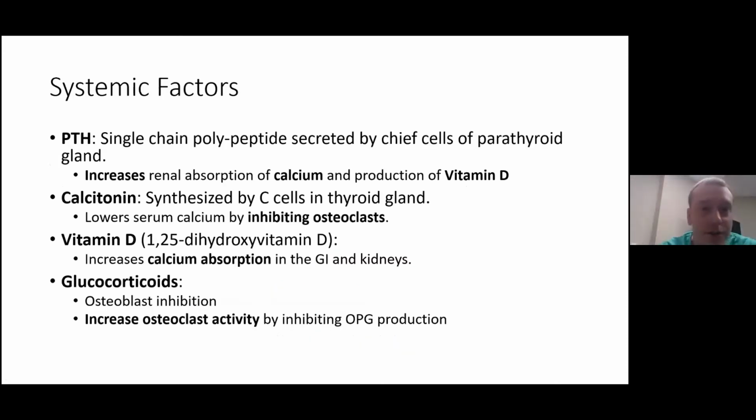There are some systemic factors that we know come into play in bone metabolism. For example, PTH, which is secreted by the parathyroid gland, increases absorption of calcium and production of vitamin D. Calcitonin, which is secreted by the thyroid gland, lowers the serum calcium by inhibiting osteoclasts. And vitamin D, in its active form, increases calcium absorption in the GI tract and kidneys. And interestingly, glucocorticoids have an inhibitory role on osteoblasts and increase osteoclast activity by inhibiting OPG production.